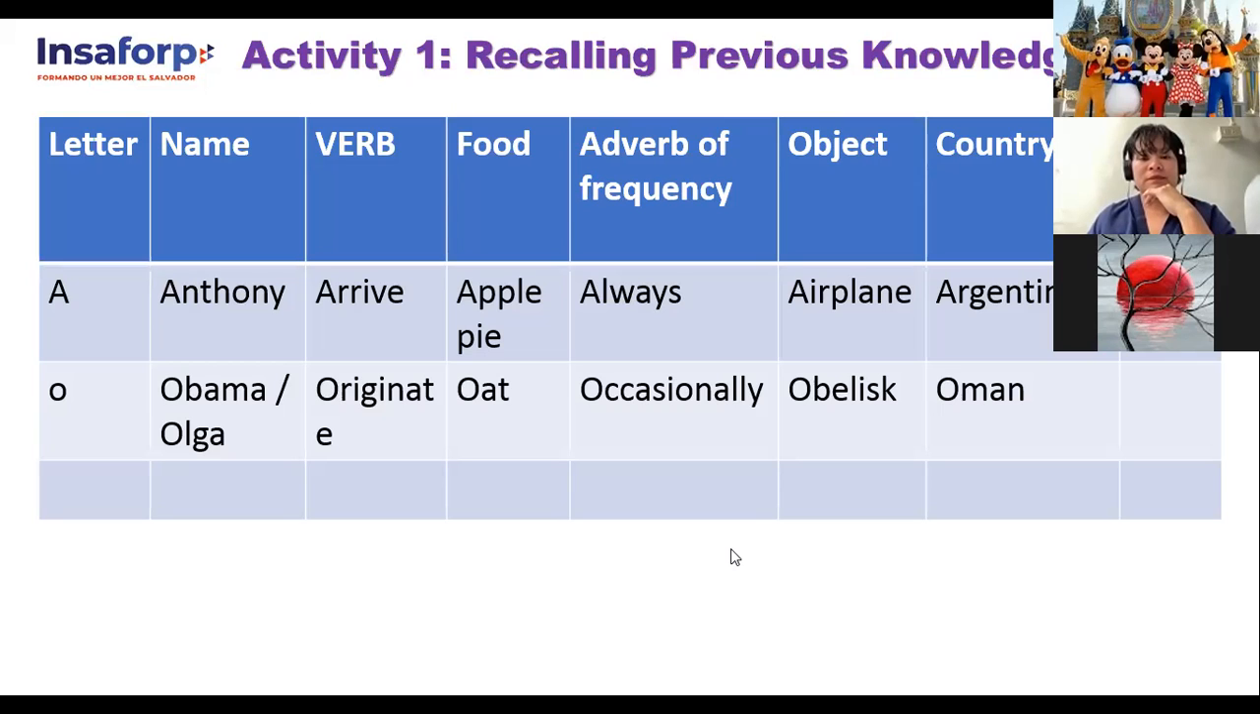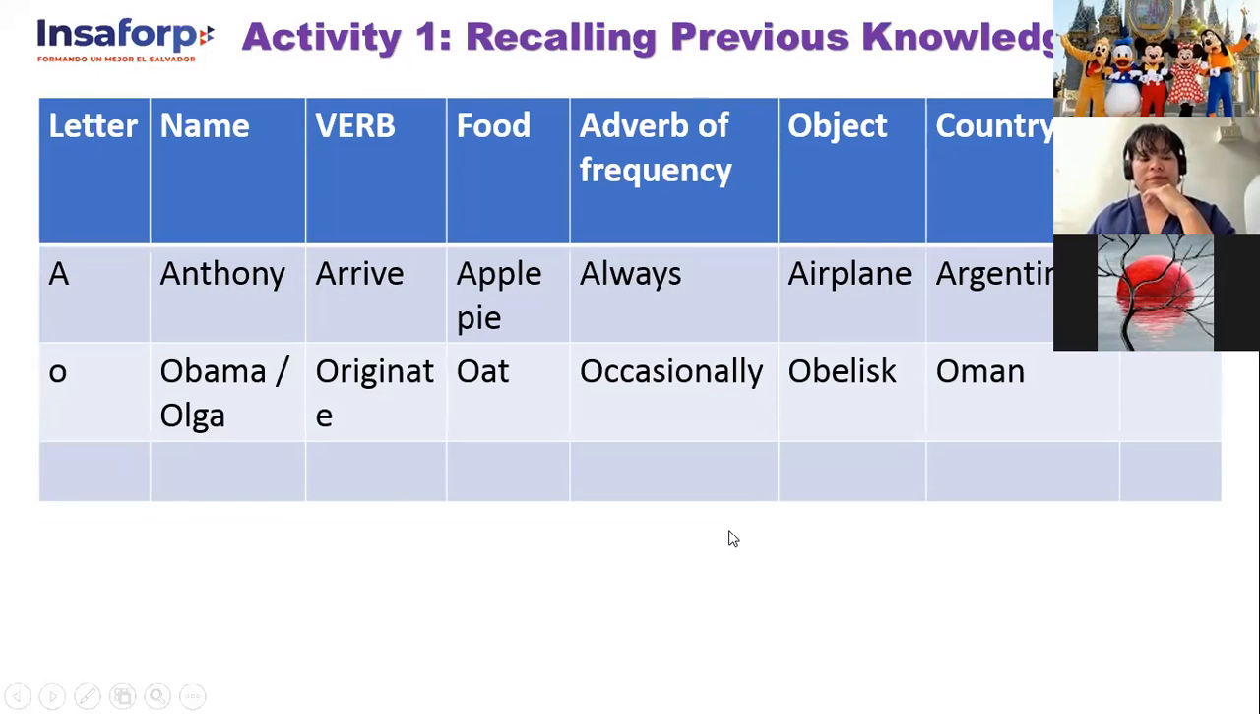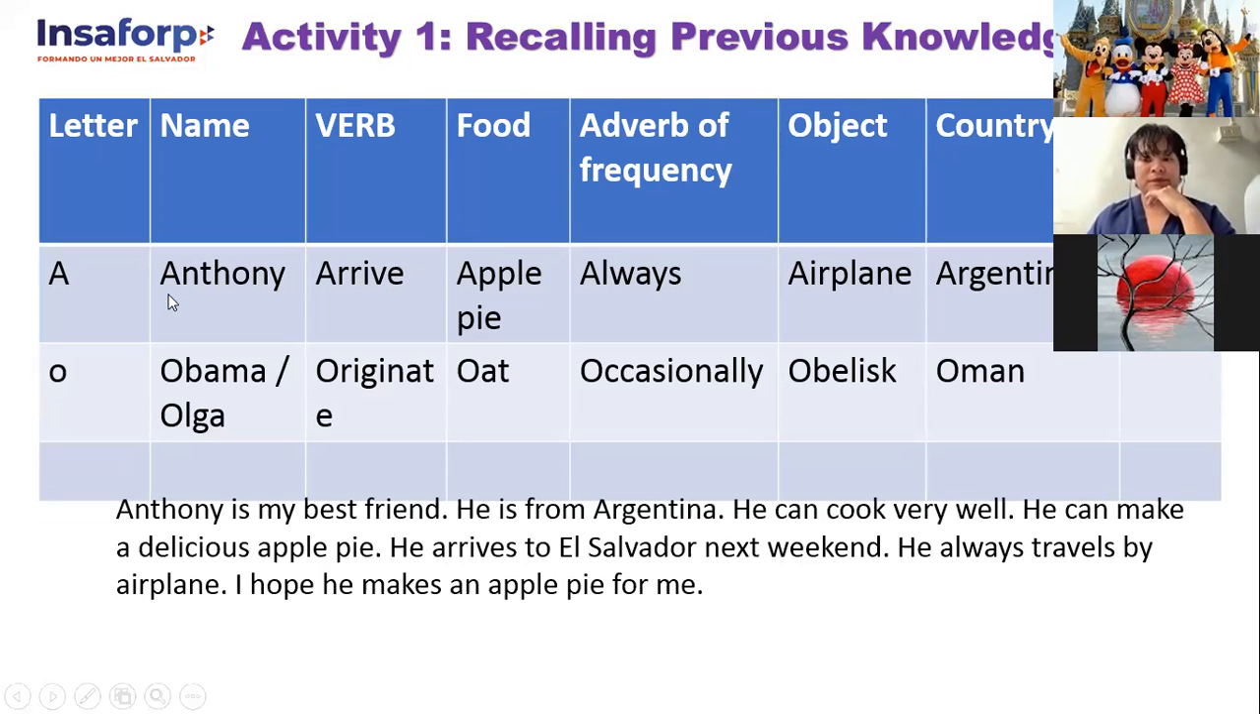For example, I made one example with the letter A. Anthony is my best friend. He's from Argentina. He can cook very well. He can make a delicious apple pie. He arrives to El Salvador next weekend. He always travels by airplane. I hope he makes an apple pie for me.